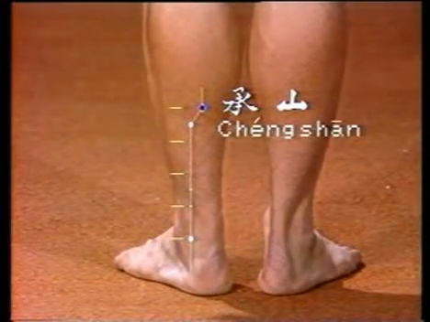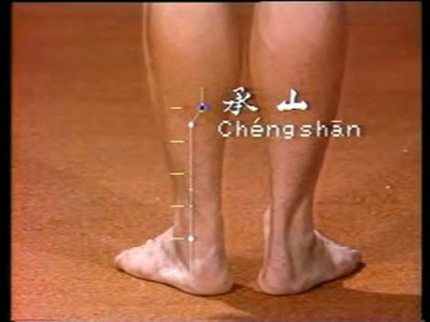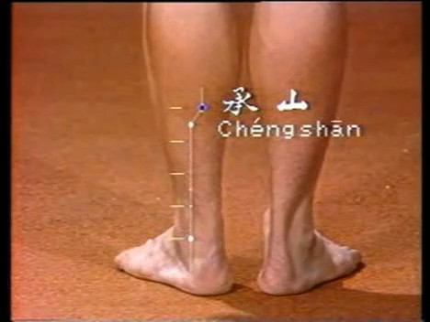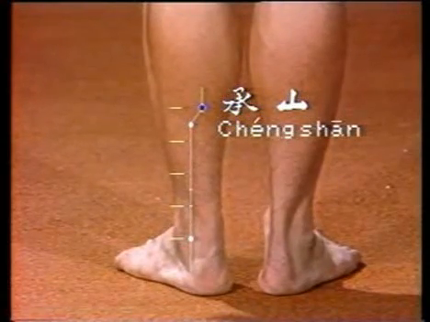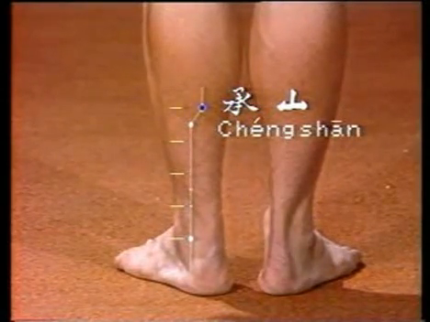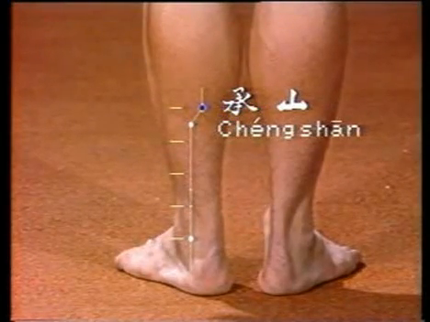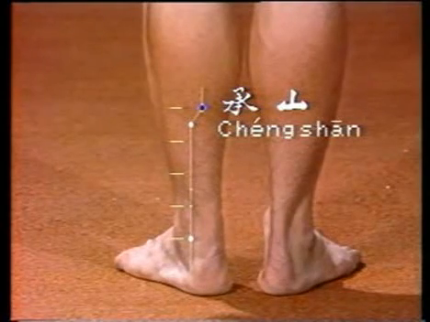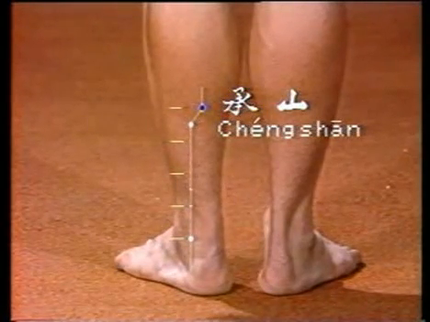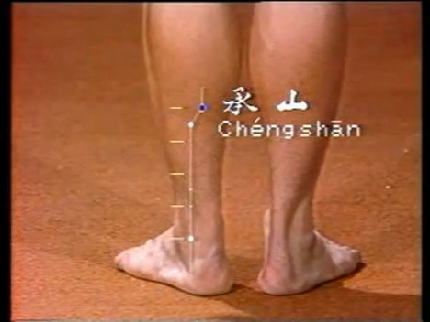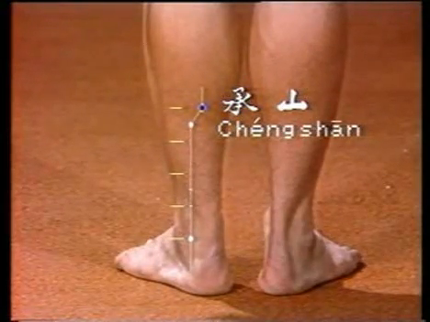Chengshan, bladder 57. On the posterior midline of the leg, between Weizhong, bladder 40, and Kunlun, bladder 60, in the depression below the belly of muscle gastrocnemius, when the leg is stretched or the heel is lifted. Indications: hemorrhoids and sciatica. Puncture 0.5 to 1.5 Cun, apply 3 to 5 moxicones, or 10 to 20 minutes moxibustion.